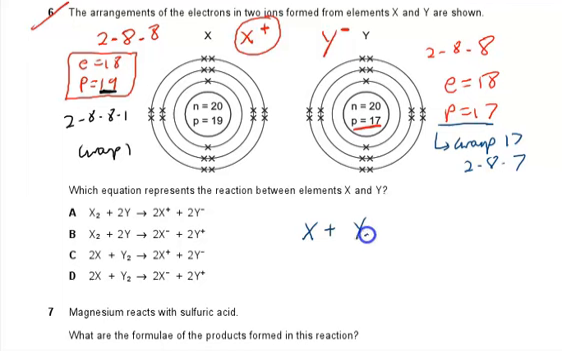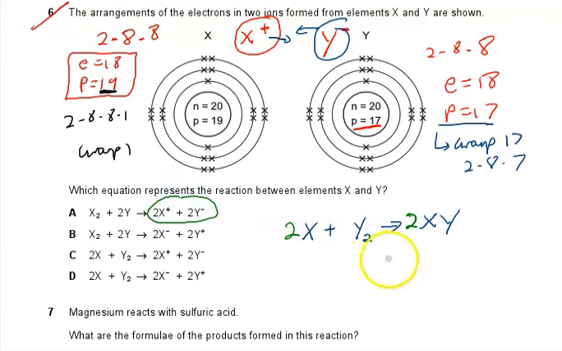X plus Y2, and when the ions combine together, you have X and Y. To balance the equation, we will have to put a 2 here and a 2 here. So to get this form, we can make it this way: 2X plus Y2. So your best answer here will be D.